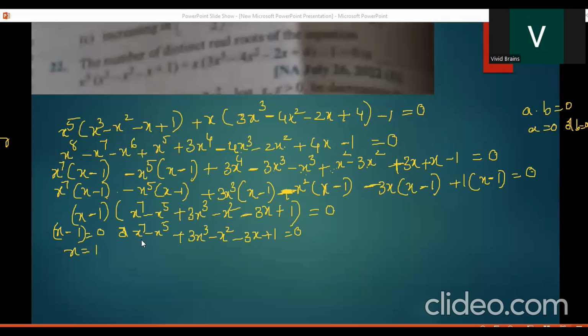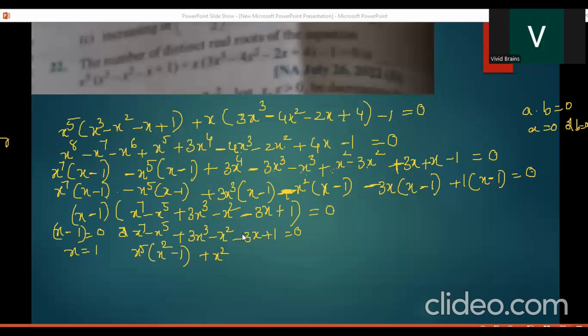Let me first simplify this also again in the same manner. Because it is x power 7 and x power 5, can I take x power 5 as common here? x power 5 into x power 2 minus 1. Okay. And here also, can I take x square as common? If I take x square as common, 3x cube.